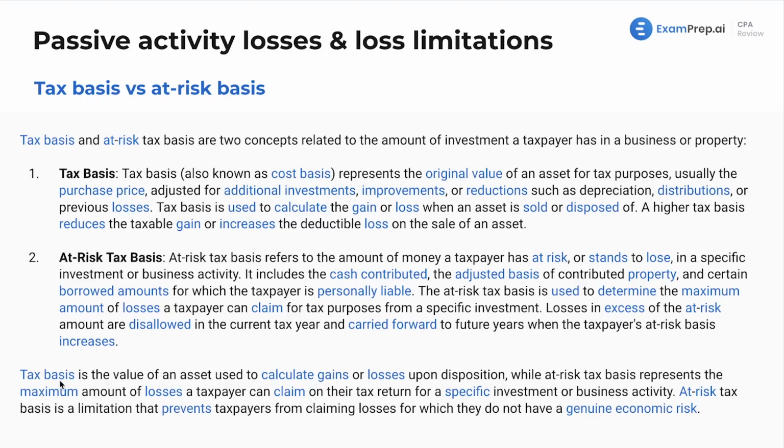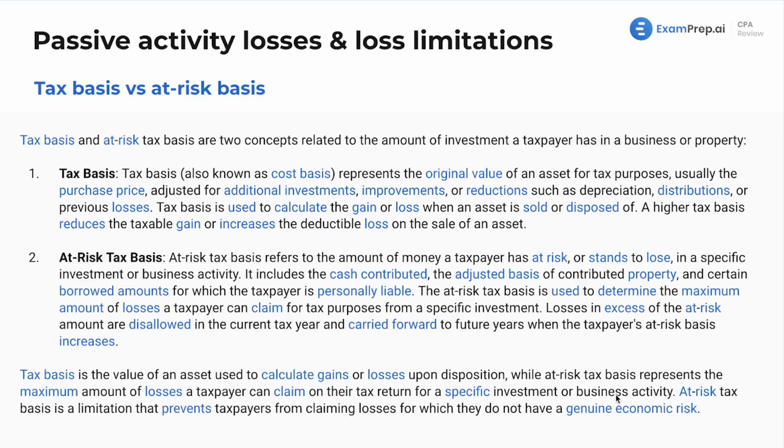Moving on, the tax basis, nice little summary here, is the value of an asset used to calculate the gains or losses upon disposition. And again, this is normal. So if we think about depreciation and then selling an asset, that's your tax basis. That is just your simple tax basis that you're using to depreciate. It's what you are going to use when you're selling the asset. While your at-risk basis is going to represent the maximum amount of losses that a taxpayer can claim on their tax return for a specific investment or business activity.